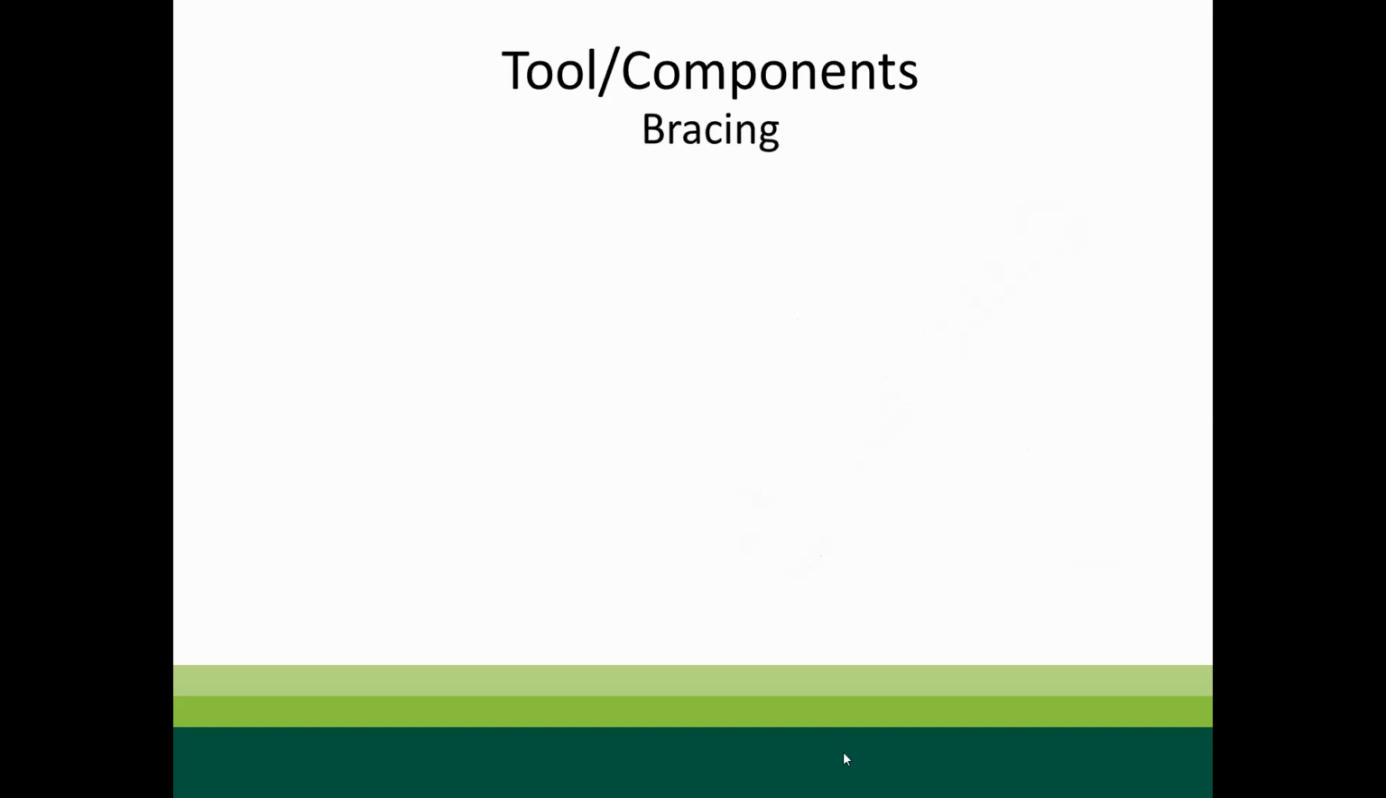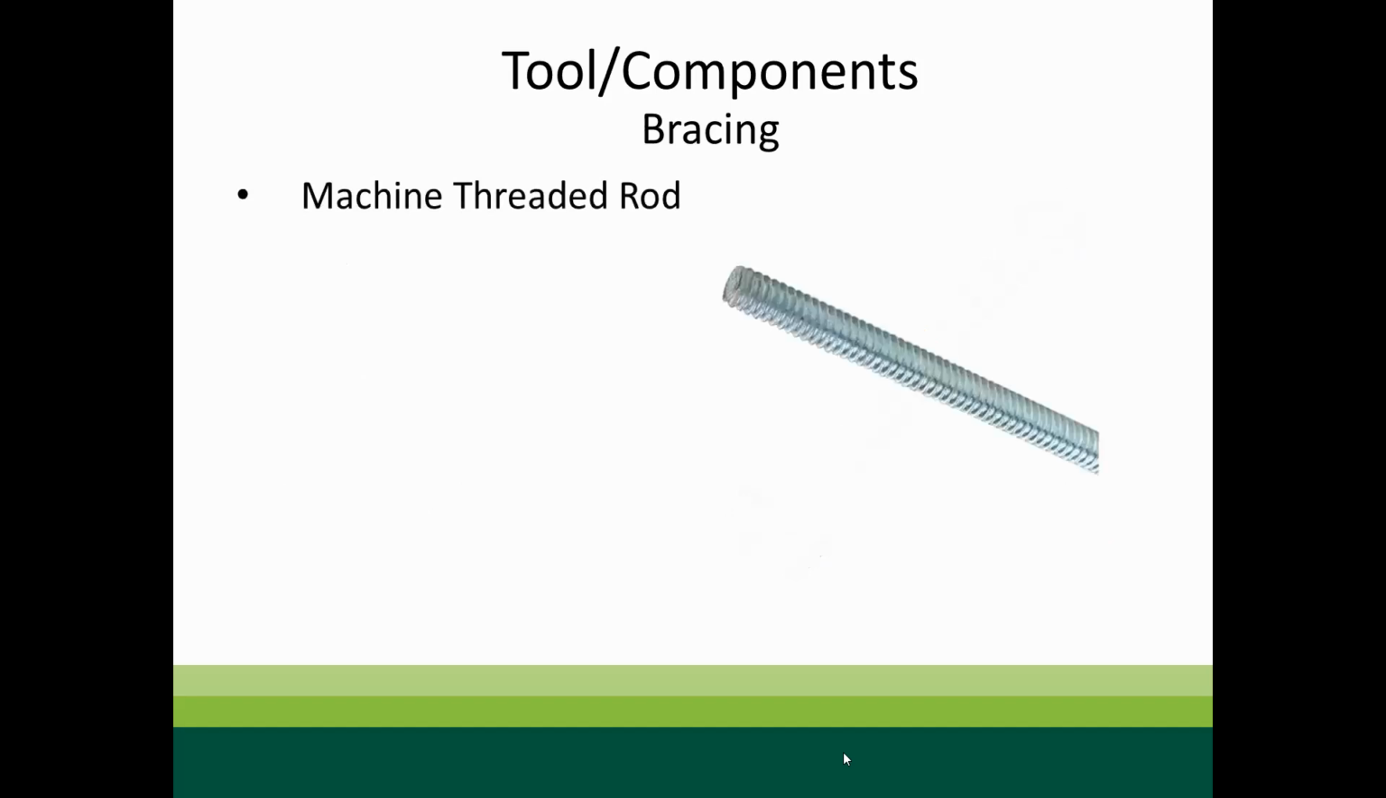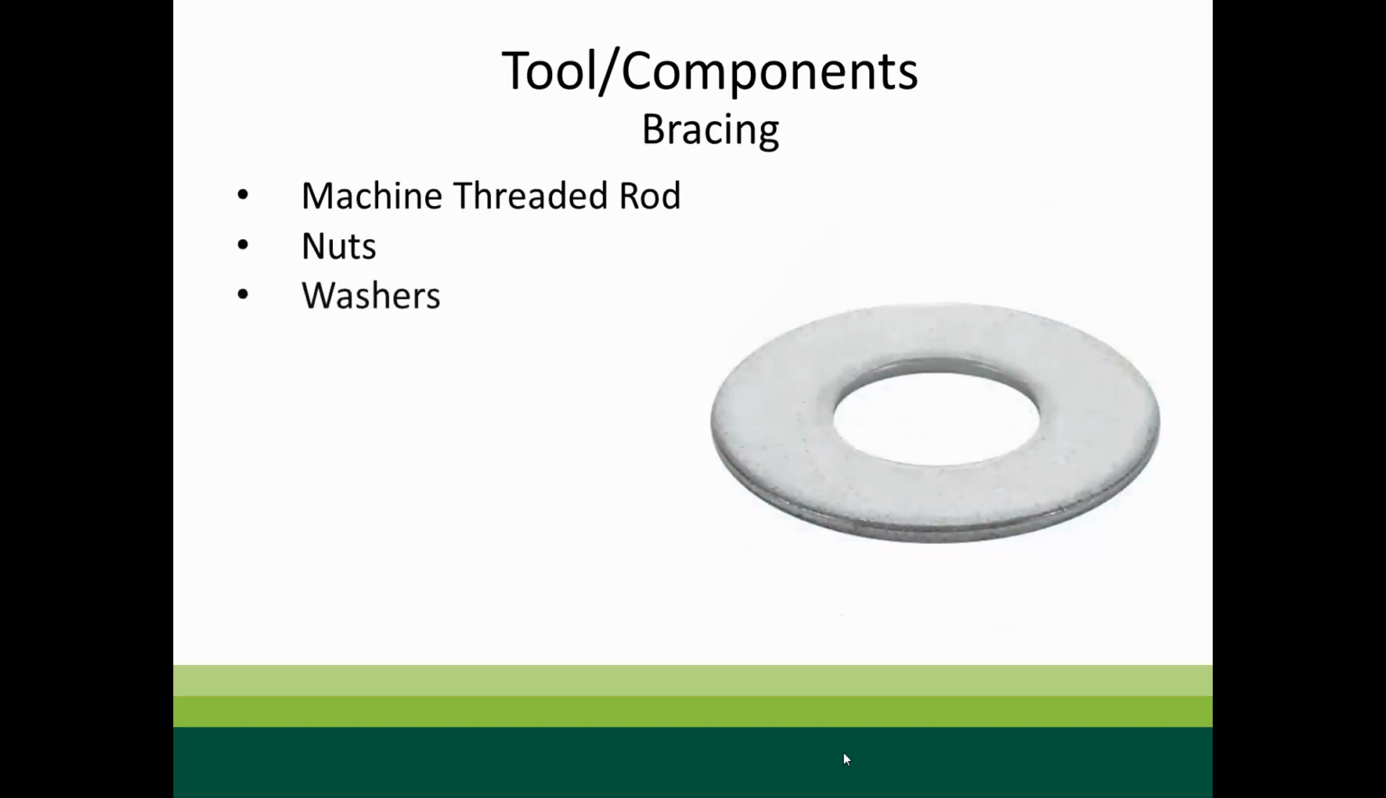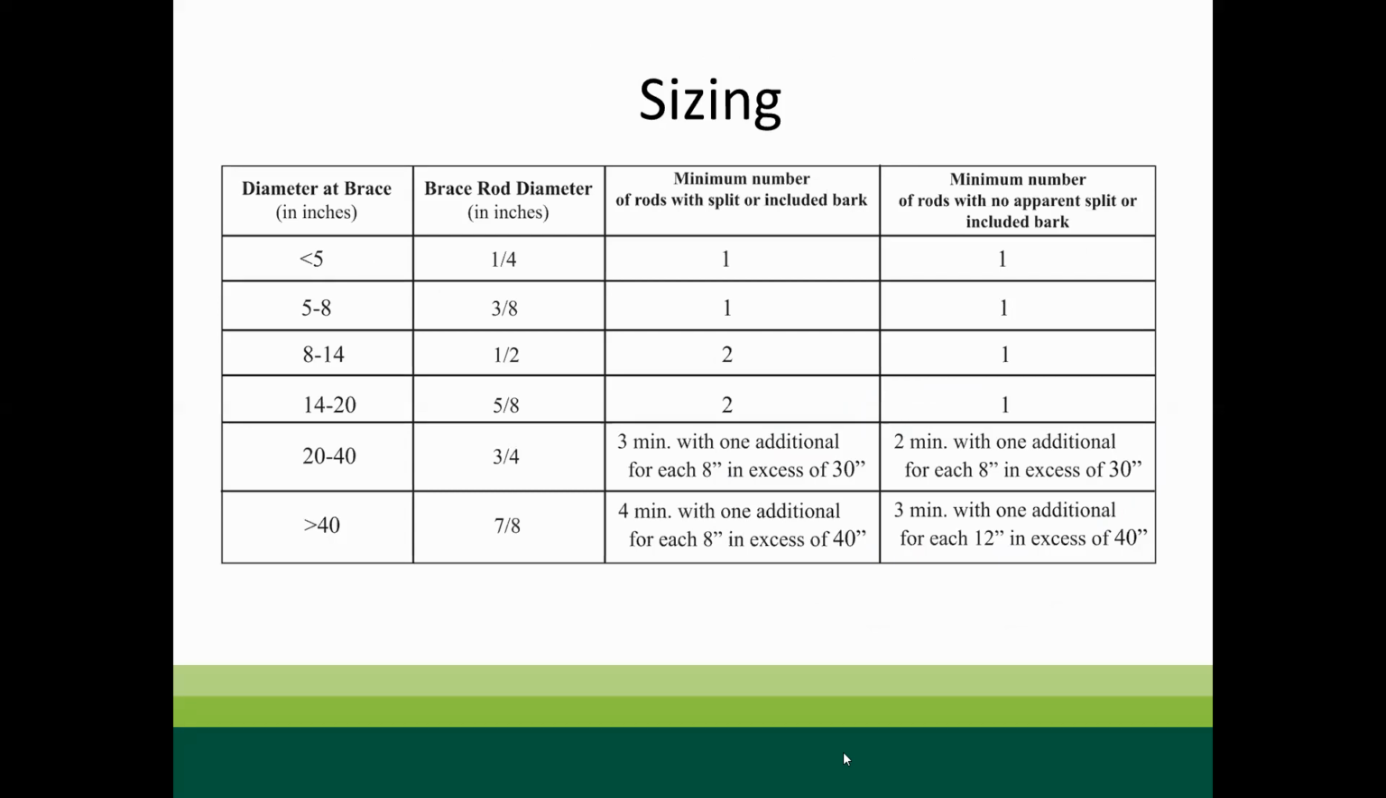And then components we're going to need for bracing are, like I said, a machine threaded rod, and then 2 nuts and 2 washers. So sizing. This is really important when we're doing bracing. This is straight from the ANSI A300 cable and bracing standards. So diameter at the brace in inches: if it's less than 5 inches, we're using a 1/4 inch rod. We'll get into the plan, but this is important for when you're consulting arborists on site.